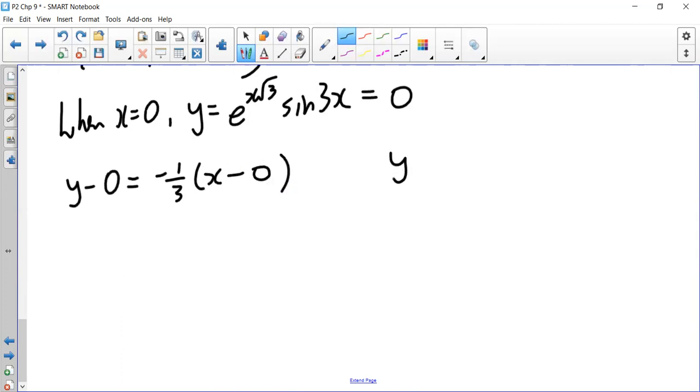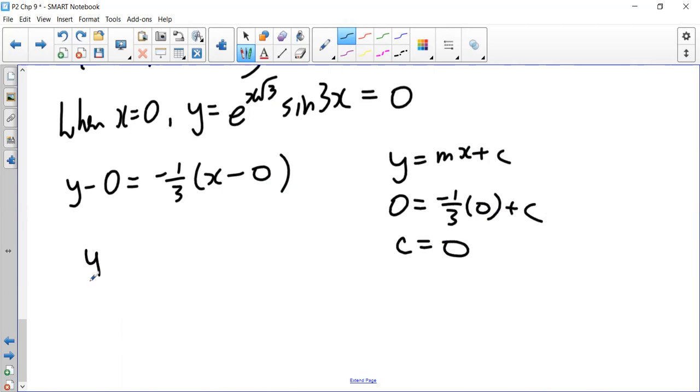Or if you prefer, y equals mx plus c. So 0 equals minus a third times 0 plus c. C equals 0. And then on the left-hand side here, you quickly get y equals negative a third x. So y equals minus a third x plus 0. So you can see both of them give you the right answer.